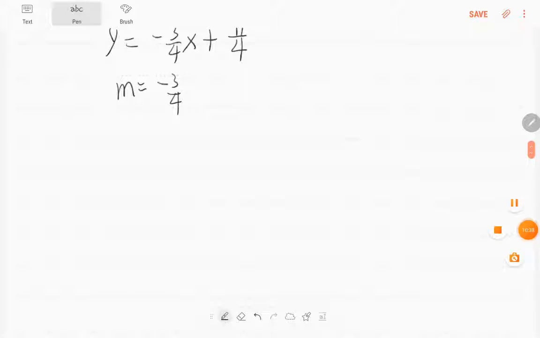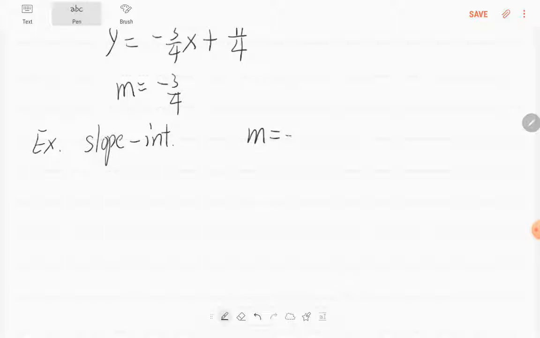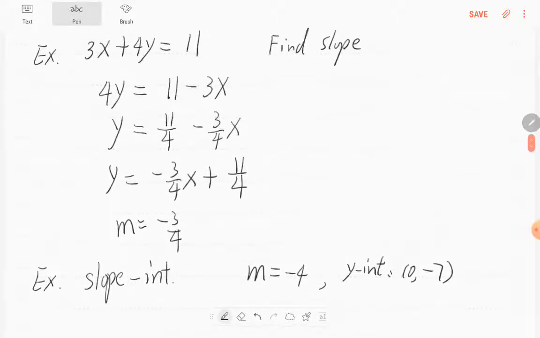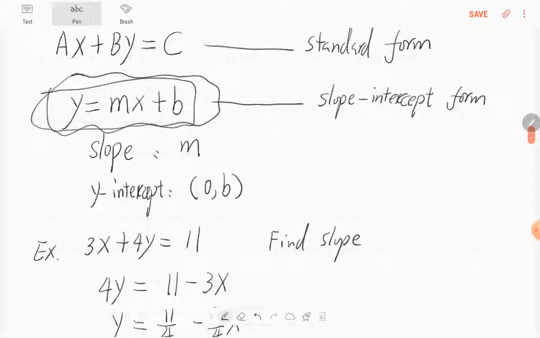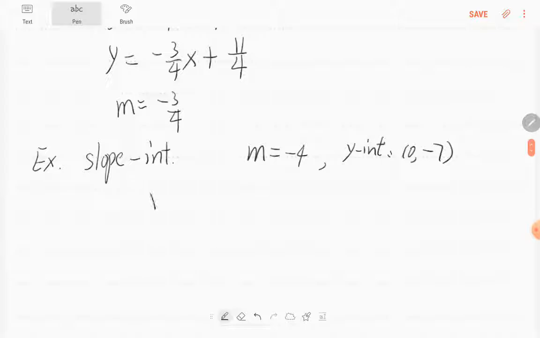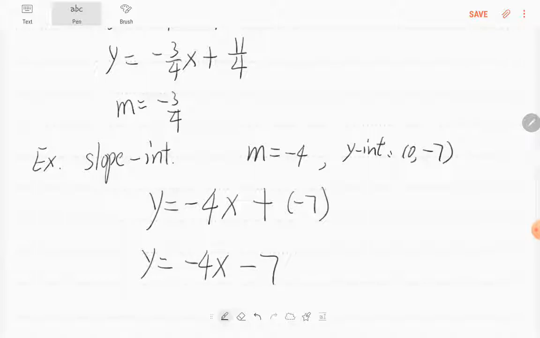Now let's look at the other examples. We want to find the slope-intercept form for the equation of a line which has m equals negative 4 and the y-intercept which is 0, negative 7. So it's kind of quick. If you are familiar with the slope-intercept form, then b would be the y coordinate for the y-intercept. m is the slope, so we can get this equation directly. y equals, m equals negative 4, so it's negative 4 times x plus b. b is the y coordinate, plus negative 7, right? So that's right. This would be negative 4x minus 7. So this is the slope-intercept form.